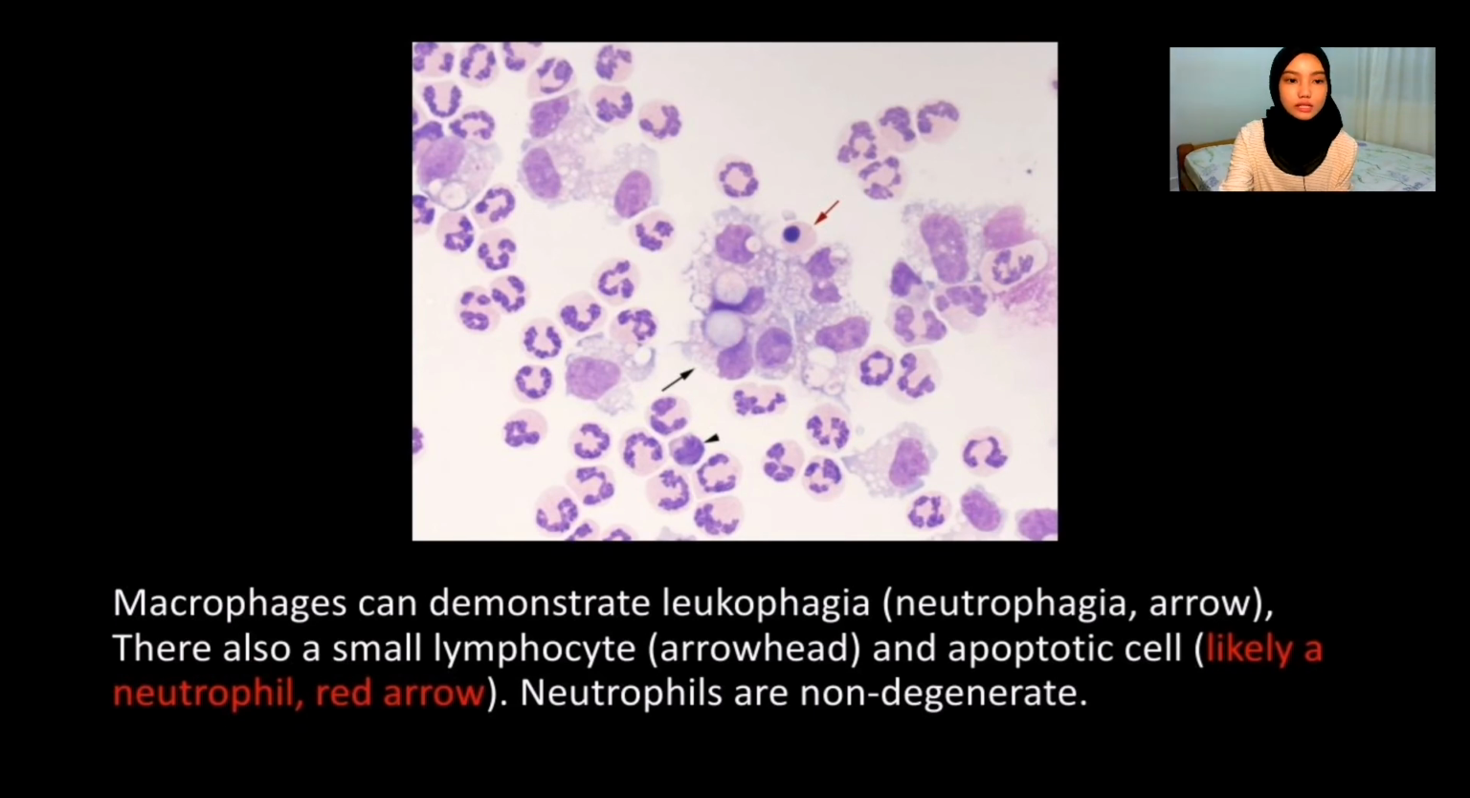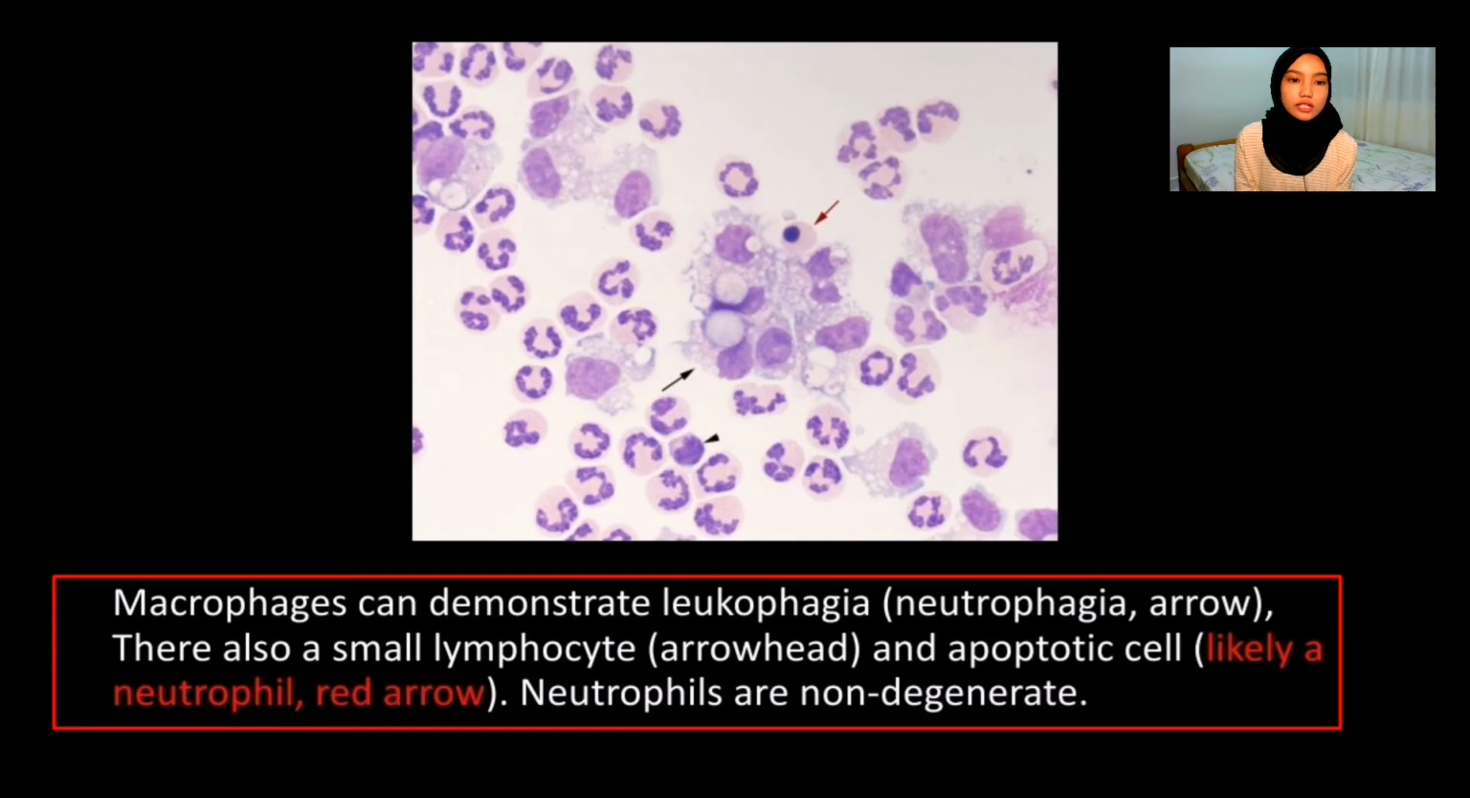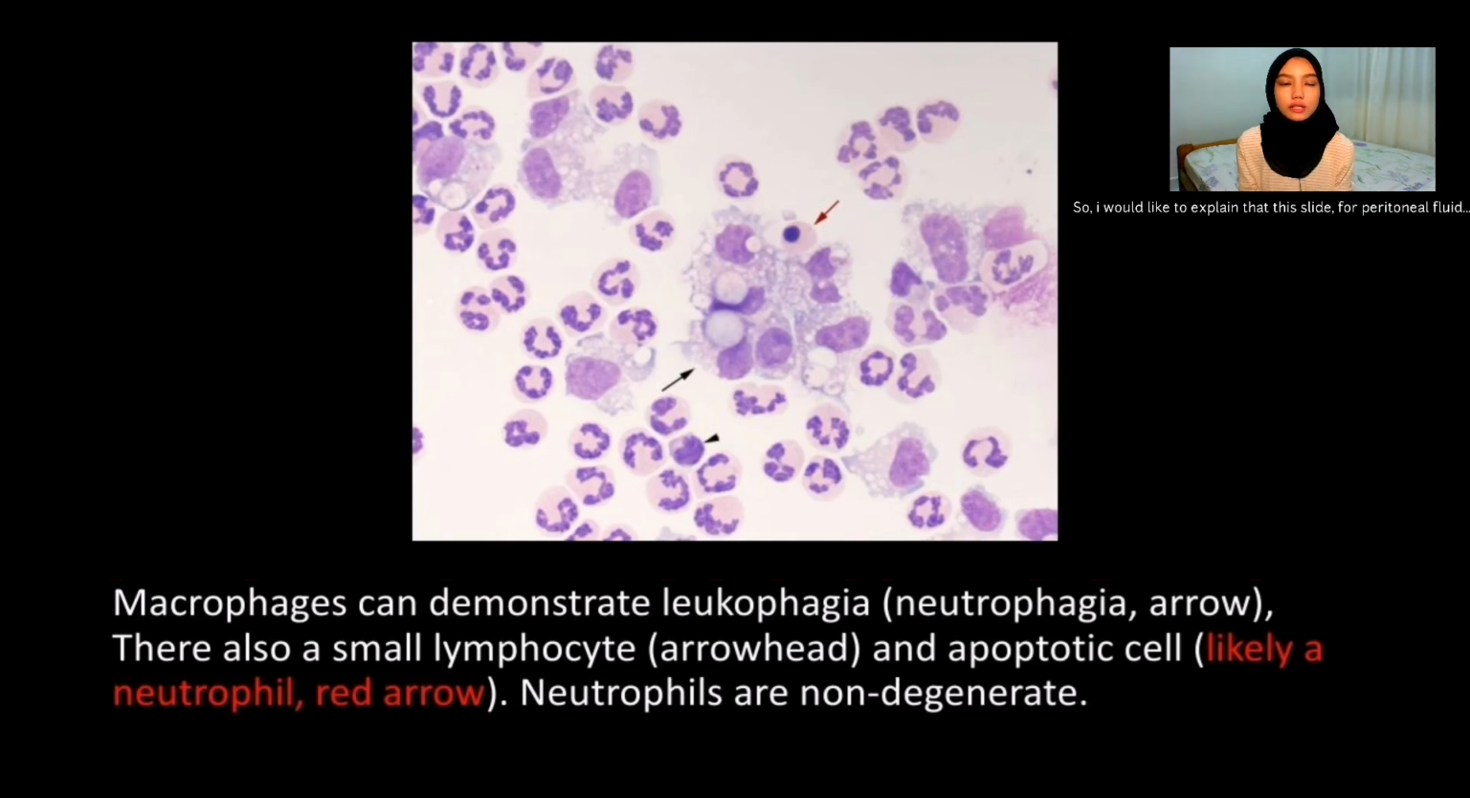So in the slide here, macrophages can demonstrate leukophagia. There are also small lymphocytes and an apoptotic cell, which according to the resource is likely a neutrophil, indicated by the red arrow.